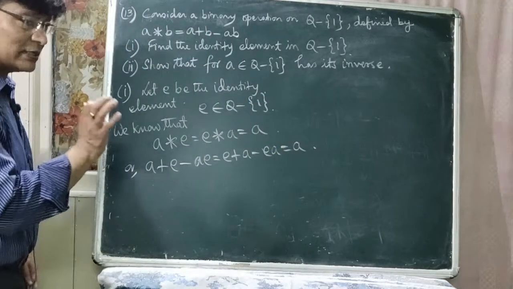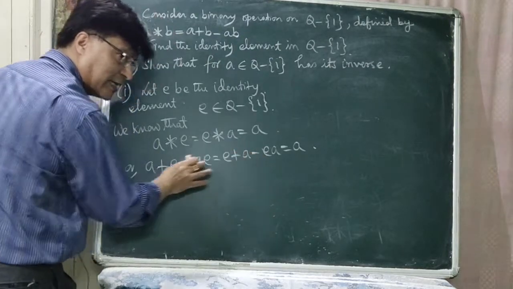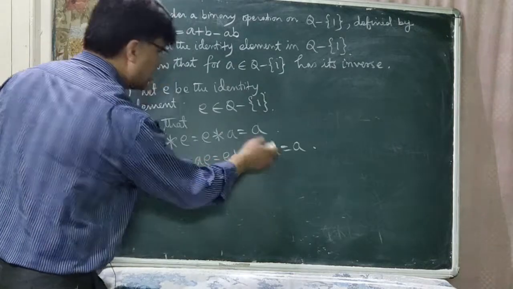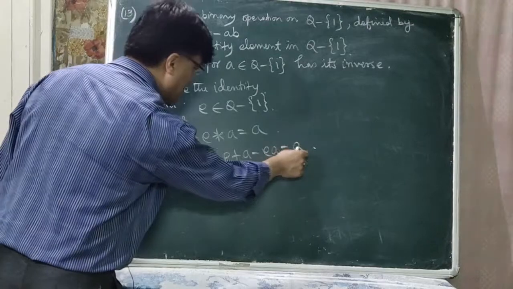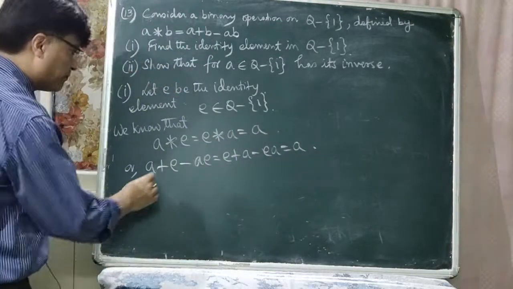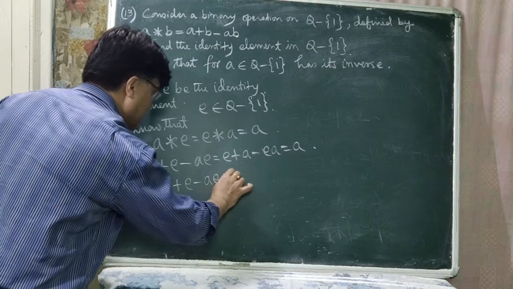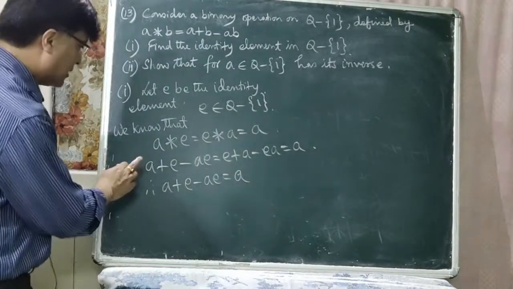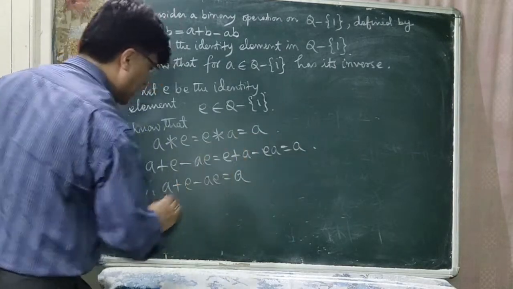Okay, but this LHS and RHS, these are the same expression. A plus E minus A is equal to E plus A minus EA, right? So either you can equate first is equal to last or second is equal to last. That is A plus E minus AE is equal to A. Is that clear? That is, you can equate first with last.